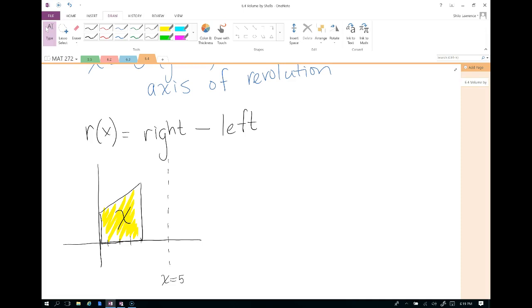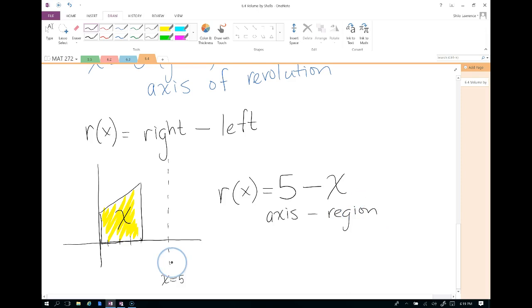To figure out the radius function, we're going to do the one on the right minus the one on the left. So the one on the right is x equals 5. So I'm going to say 5 minus. And then the one on the left is the region. And that region is not just one single x value, it spans a whole bunch of x values. So 5 minus x. So on this one we did axis minus region, and that's because the axis is on the right and the region is on the left.